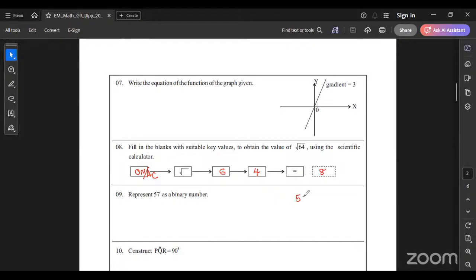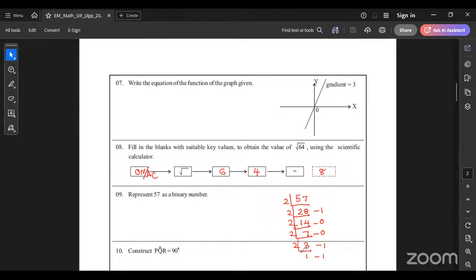57 as a binary number. 57 divided by 2 is 28, remaining 1. Again divide by 2 is 14, no remainder. Divide by 2, 7, no remainder. Divide by 2, 3, 1 remains. Divide by 2, 1, remaining 1.